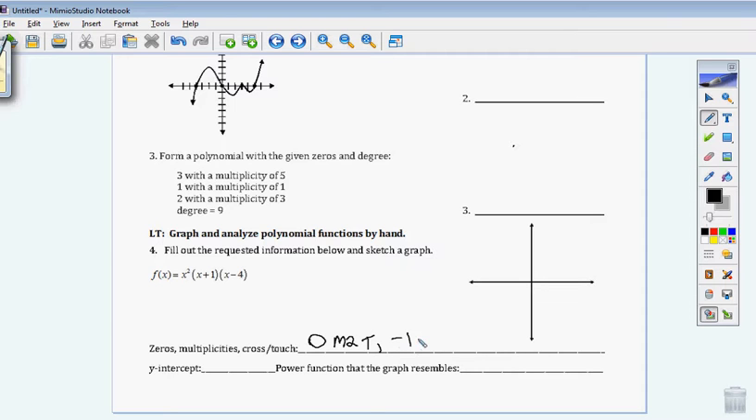And then -1 is going to have a multiplicity of 1, and it's going to cross. And the zero of 4 also has a multiplicity of 1, it's going to cross. So we go by the odd powers up here, okay? And that's an even power, so that's why it touches.